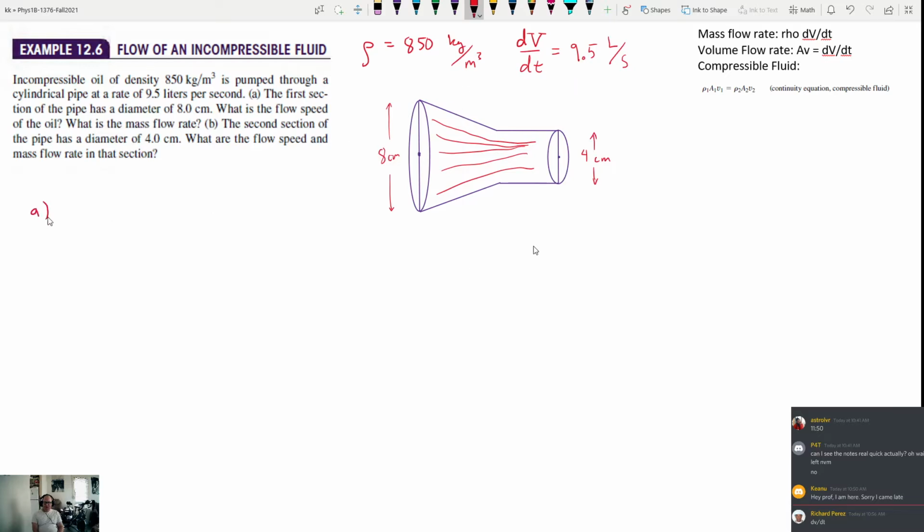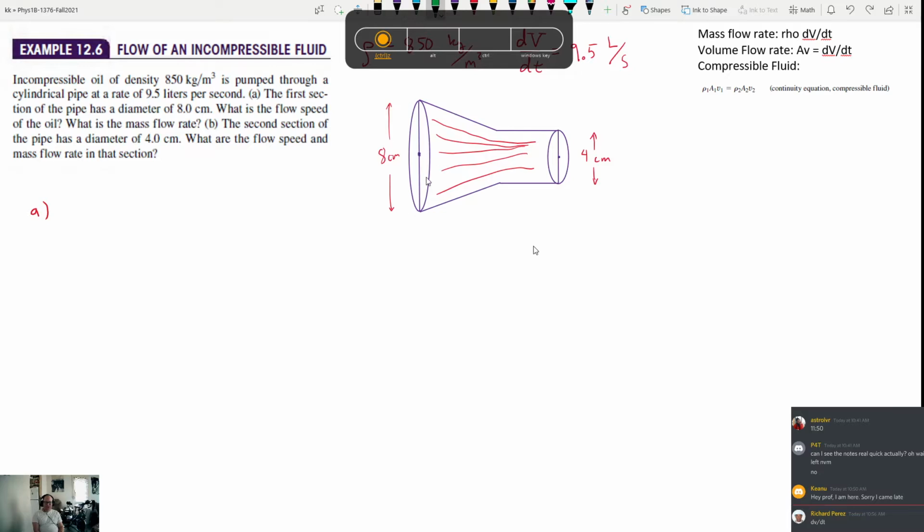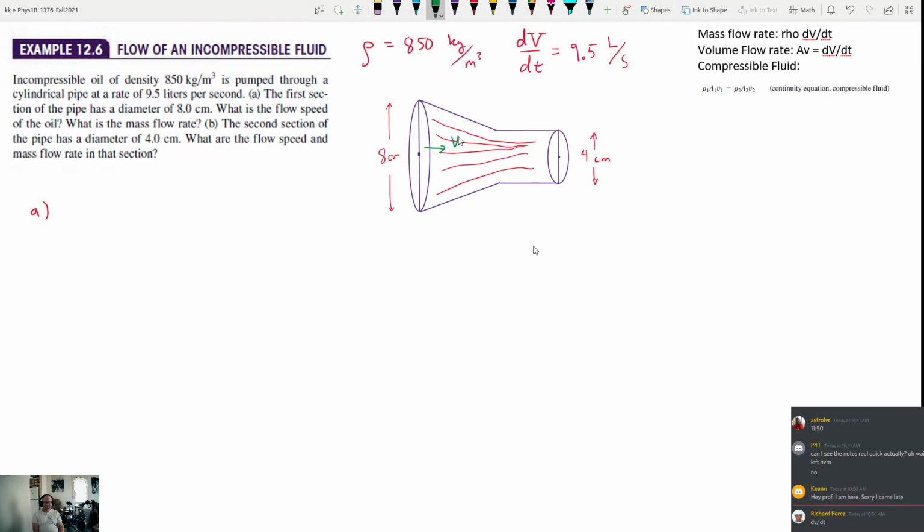And part A says the first section of pipe has a diameter of 8 centimeters. What is the flow speed of the oil? So flow speed of the oil would be the velocity, right? So I'm going to label the velocity at this point V1. And when the oil flows out over here, we'll call the velocity V2. And since this section is smaller, V2 should be bigger than V1.